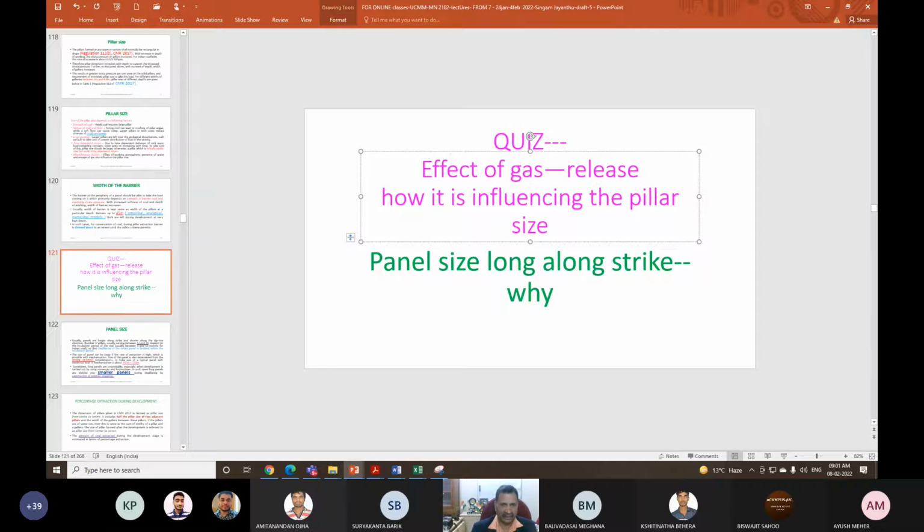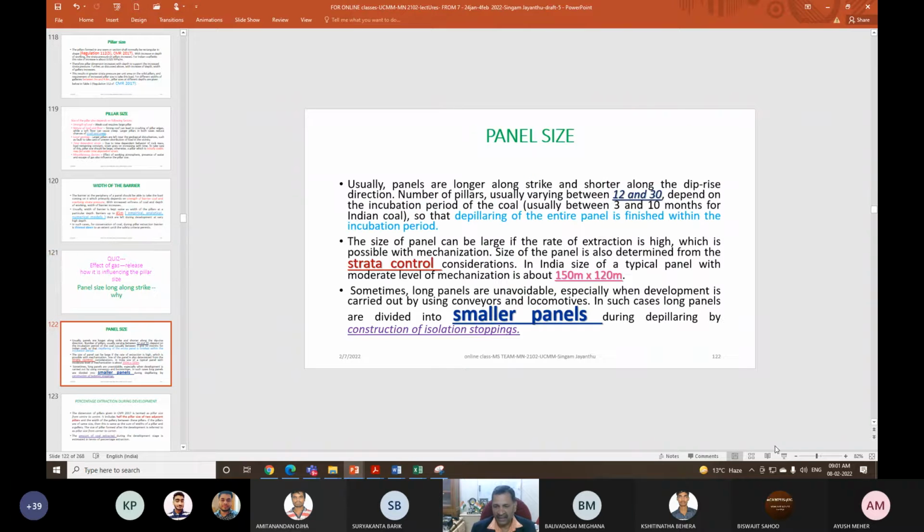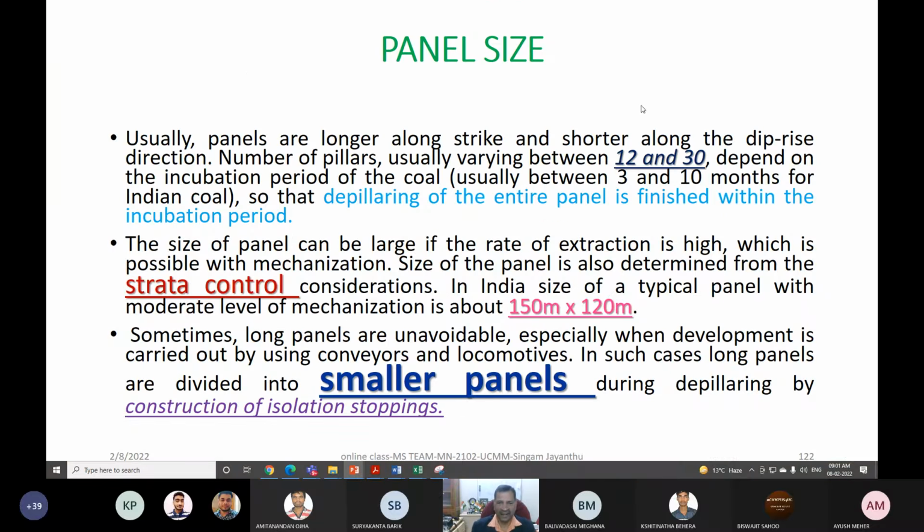So in this panel size, along strike, and as I already told previously, the dip rise direction is shorter. The number of pillars usually varies between 12 and 30. It may be somewhere 30, 40 pillars also, right? But this is a general range. It depends on the incubation period. Ultimately, this pillar or panel size, or this panel is also known as a district, is supposed to be extracted within the incubation period.